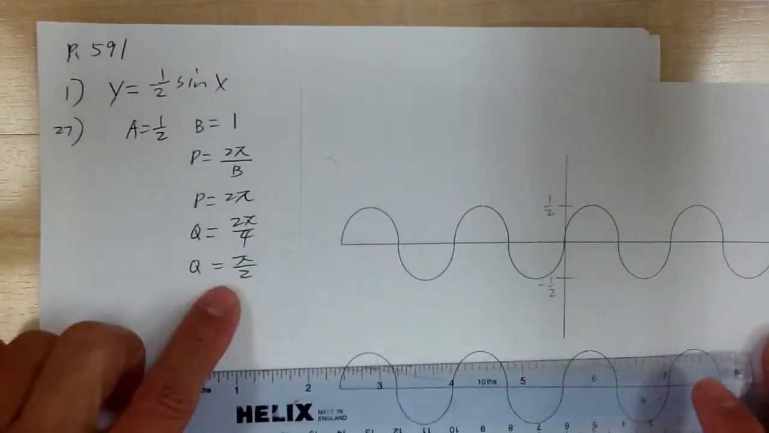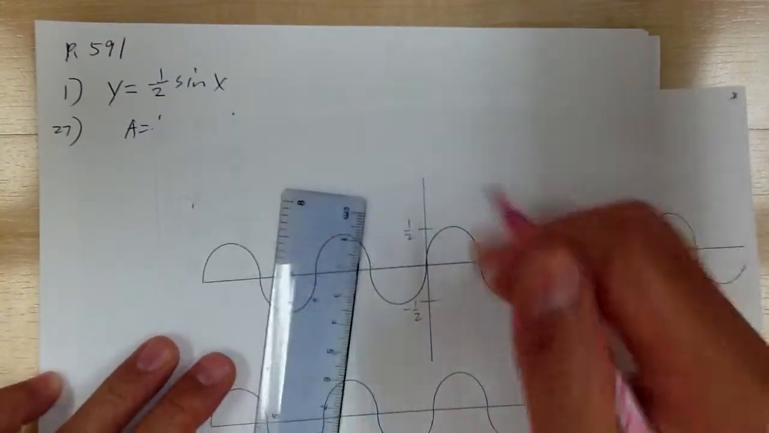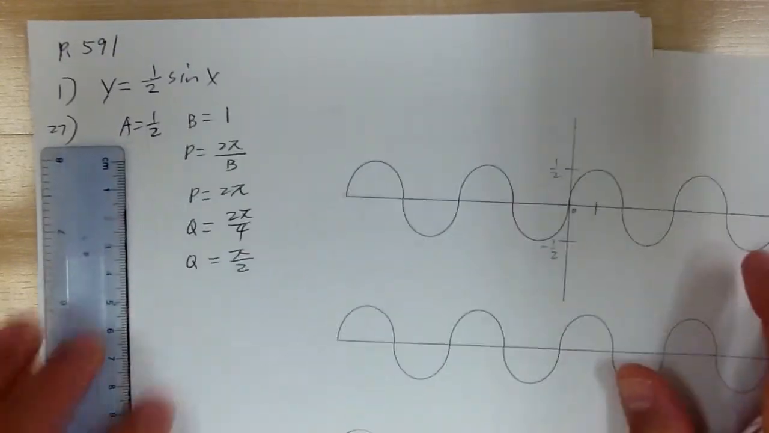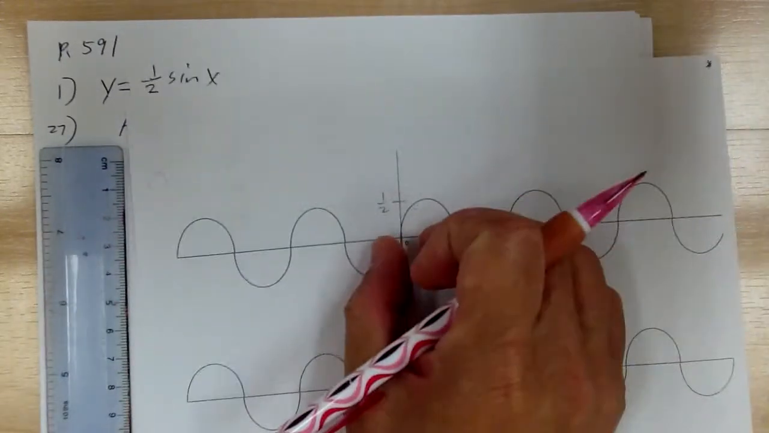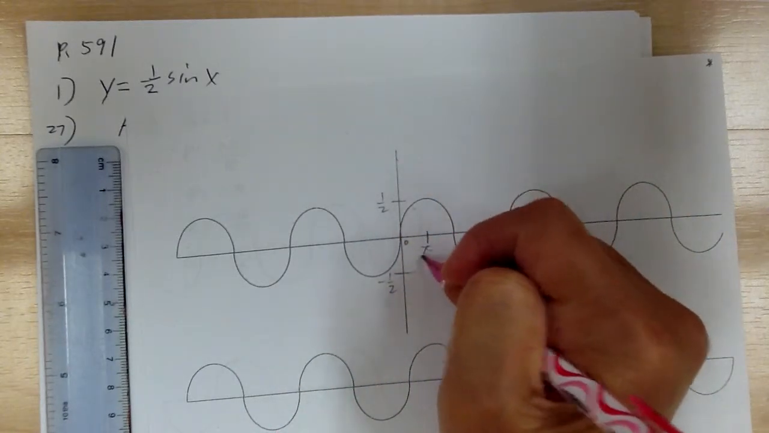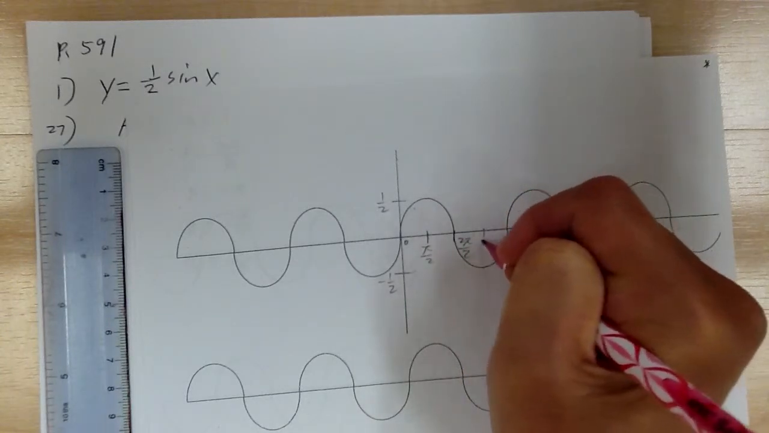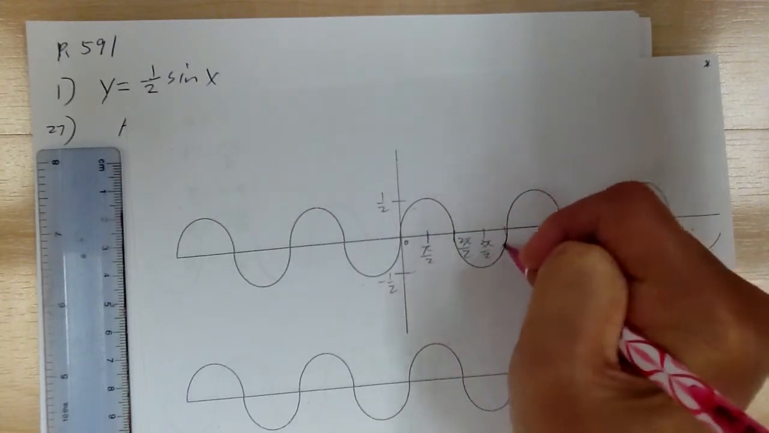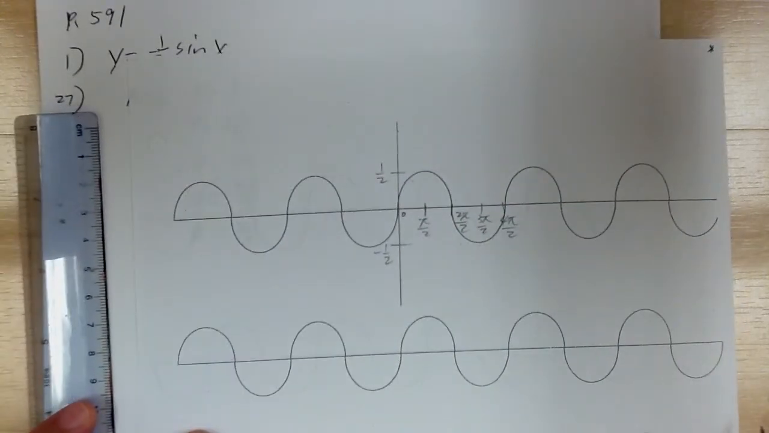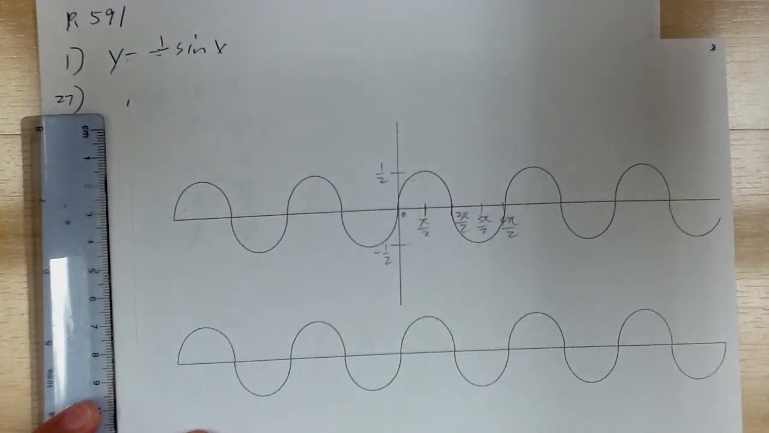And then the quarter wave, the Q tells you how much each division is. So right over here, this is 0, right? Make sure you label the 0. Then Q is pi over 2. That means every division or every square is pi over 2. So this would be pi over 2. This would be 2 pi over 2, 3 pi over 2, 4 pi over 2. And so that's one period worth of the graph.